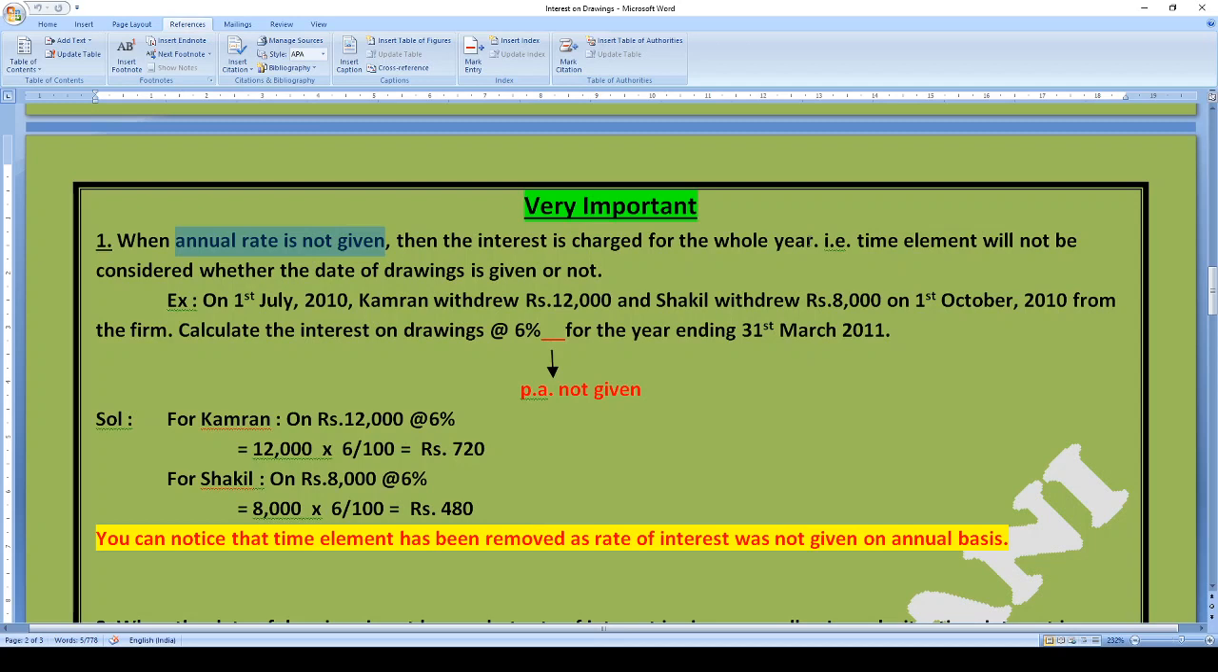तो इंटरेस्ट इस केस में आप पूरे साल भर के लिए चार्ज करते हैं. That is, what we want to say is that the time element will not be considered, whether the date of drawing is given or not.